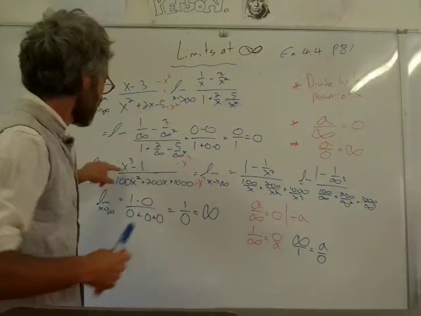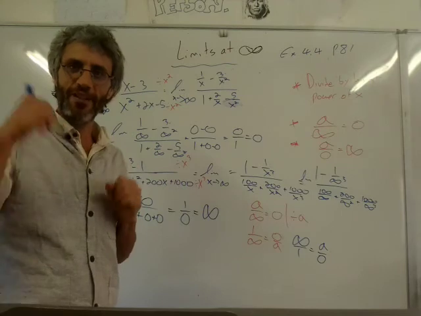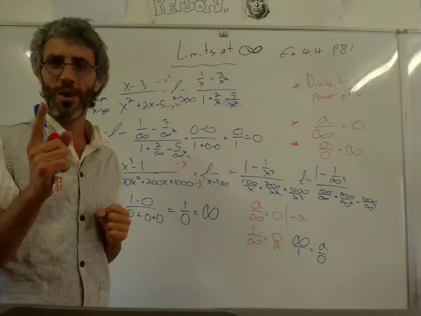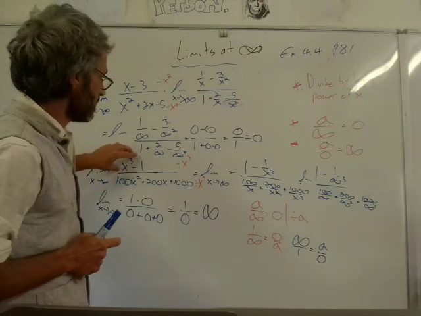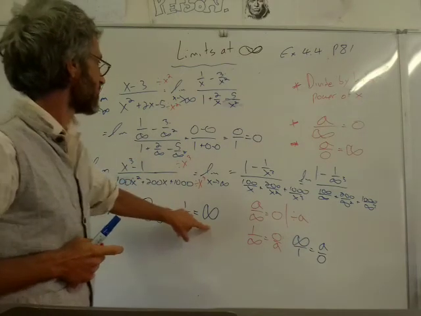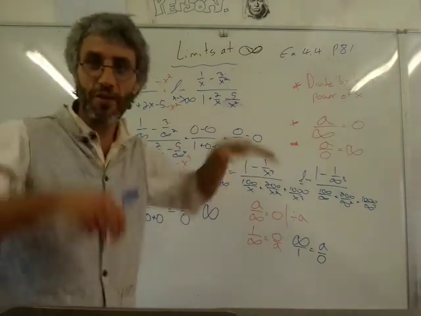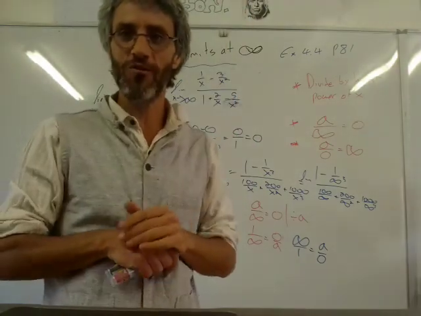So it's basically the side, the top or the bottom, that has the leading power of x. That one wins. If the top is higher, then the answer is going to be infinity. If the bottom is higher, like here, then it's going to be 0. If they're the same, then we're going to have to divide by the coefficients of the x cubed.